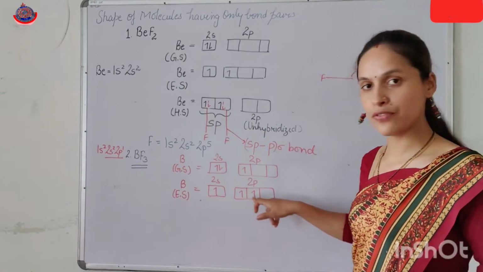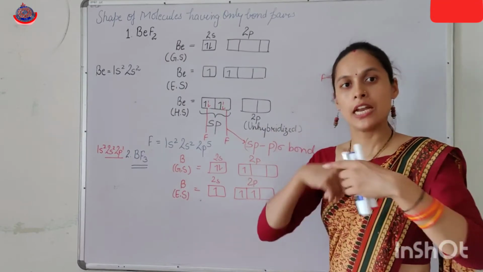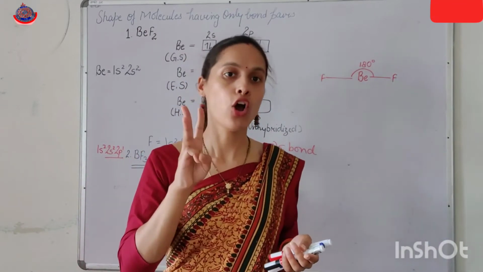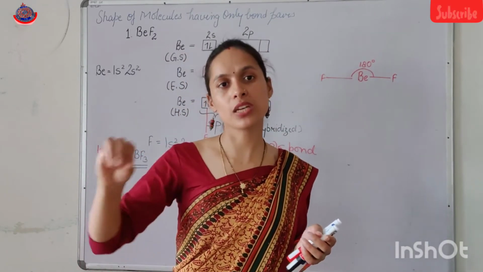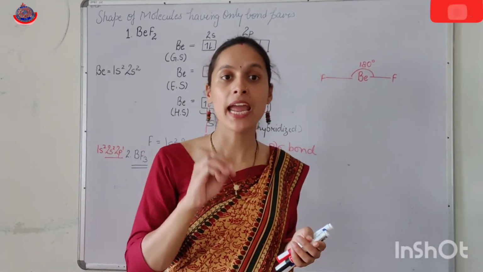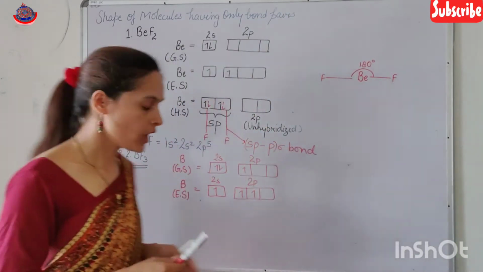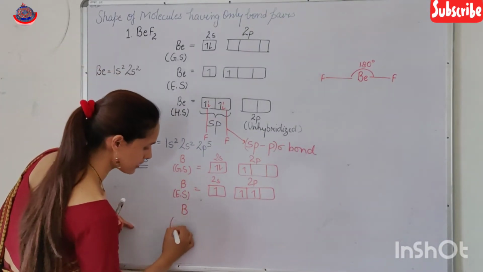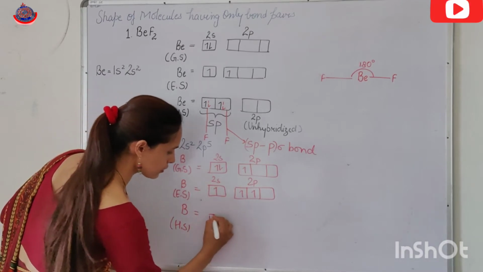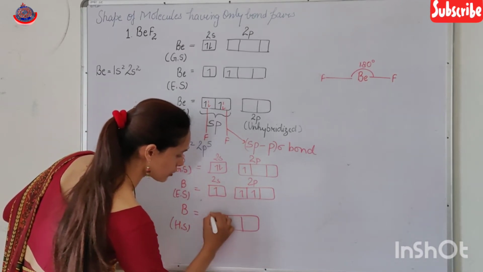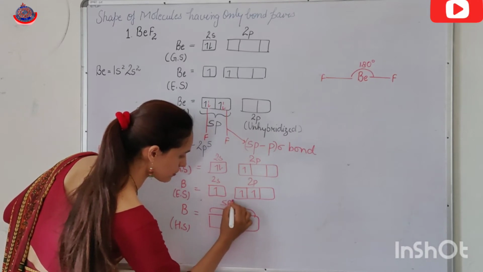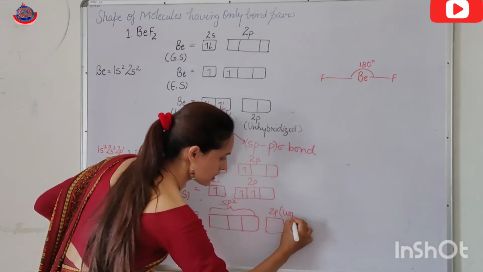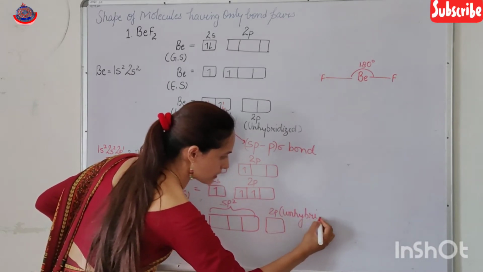Now these 3 half-filled orbitals combine with each other, redistribute their energy, and result in the formation of 3 new hybrid orbitals, and the name of those 3 new hybrid orbitals will be sp2. So in the hybrid state, these 3 orbitals combine to form 3 hybrid orbitals which are known as sp2, and 1 p orbital remains unhybridized.